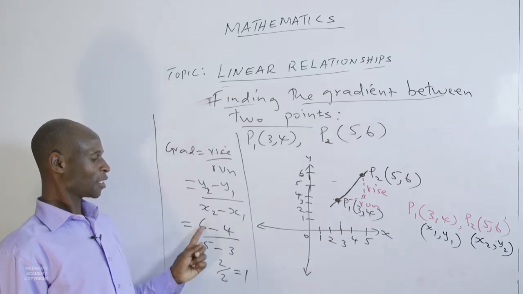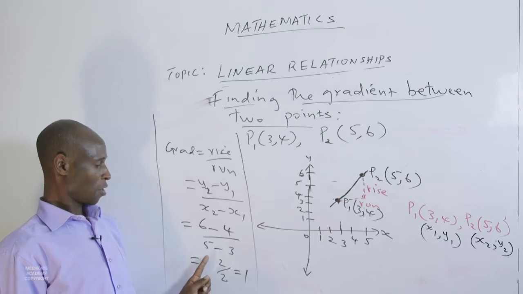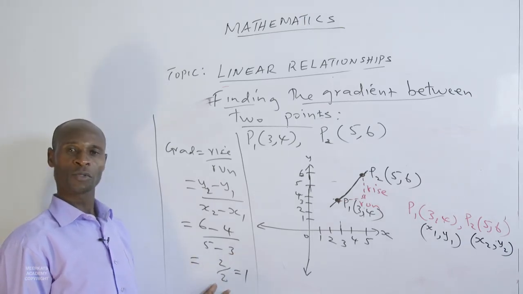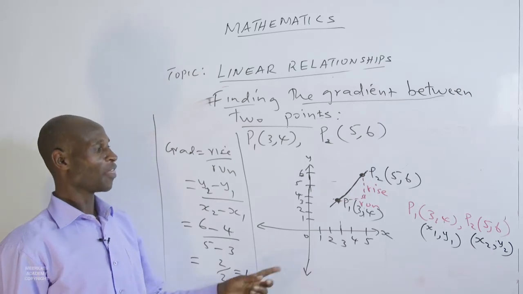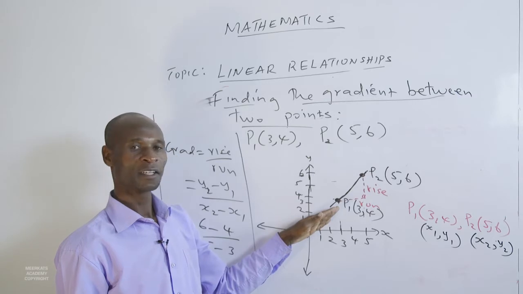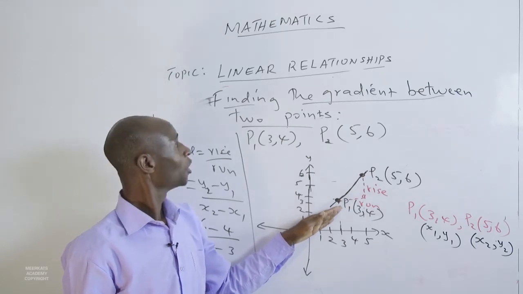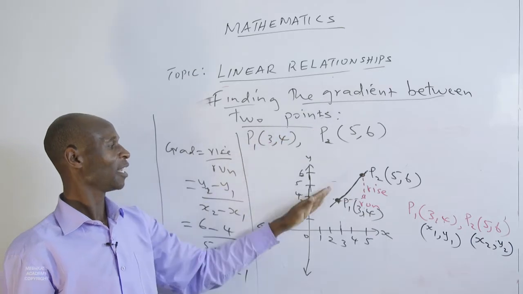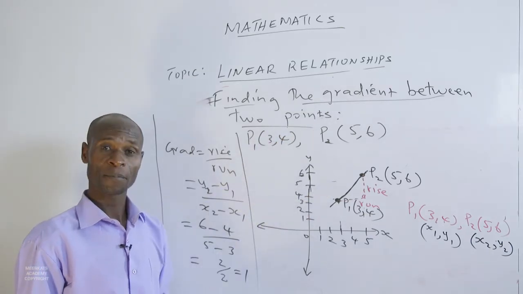Why? 6 minus 4 is 2. 5 minus 3 is 2. When we divide 2 by 2, the result is 1. And therefore, the gradient of the straight line given is 1. So that is how we find the gradient between 2 points, as illustrated in this particular example.